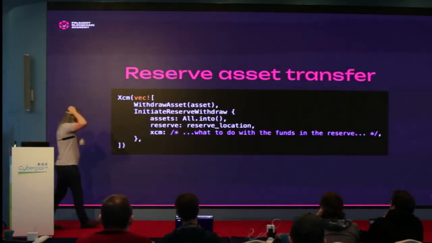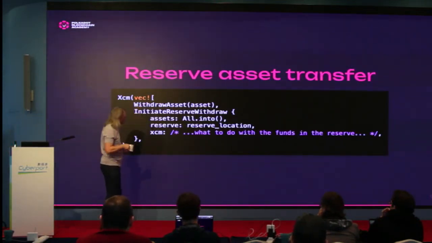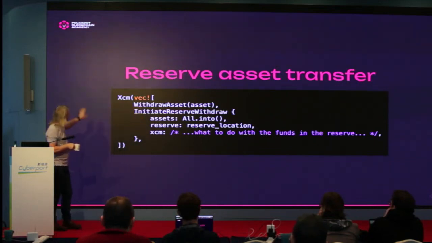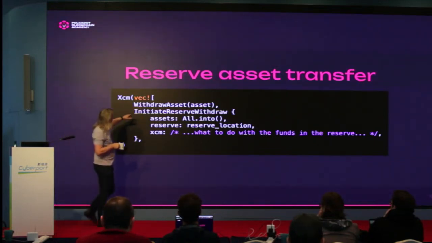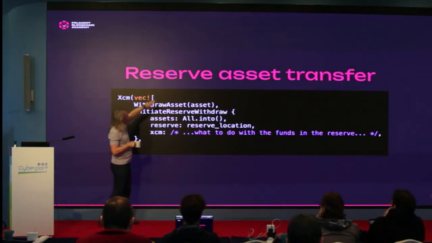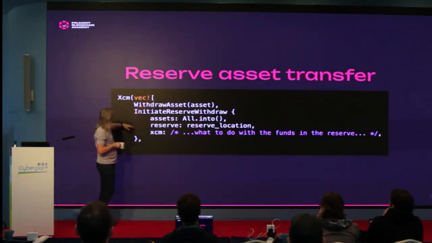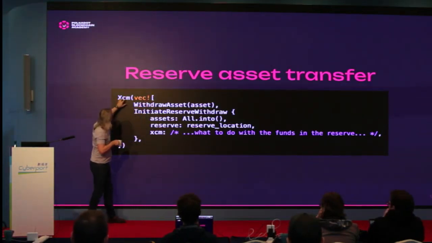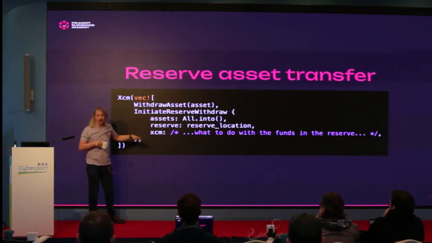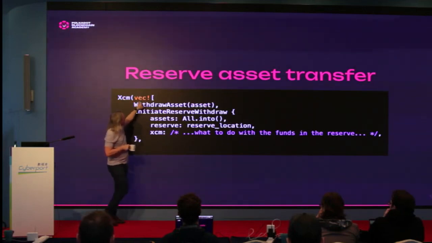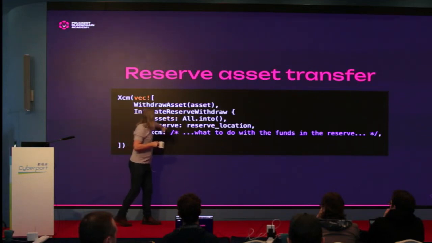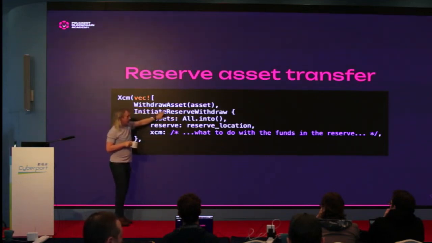Okay, let's look at reserve asset transfer. So we're going to come back to that thing I was talking about just a minute or two back. When we initiate a reserve asset transfer, and for what it's worth, this is real code, XCM is just a vec of instructions, very simple. So we withdraw the asset, okay, great. Initiate the reserve withdraw, right?